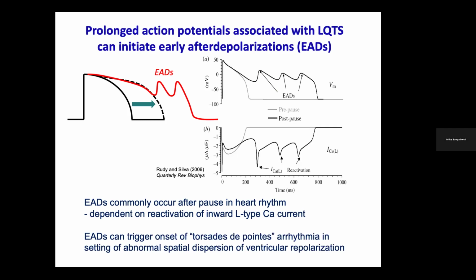And EADs can trigger the onset of an arrhythmia called torsade de pointes, especially in the setting of abnormal spatial dispersion. So just differences in how long repolarization is in different parts of the heart, like Purkinje, epicardium versus mid-myocardium and endocardium. And especially in abnormal dispersion of ventricular repolarization. So these regions of the heart can, under normal conditions, have different repolarization rates, but under pathological conditions, some are going to repolarize faster than normal, some are going to be longer than others. So that's called a spatial dispersion of repolarization. And that sets you up for these arrhythmias.